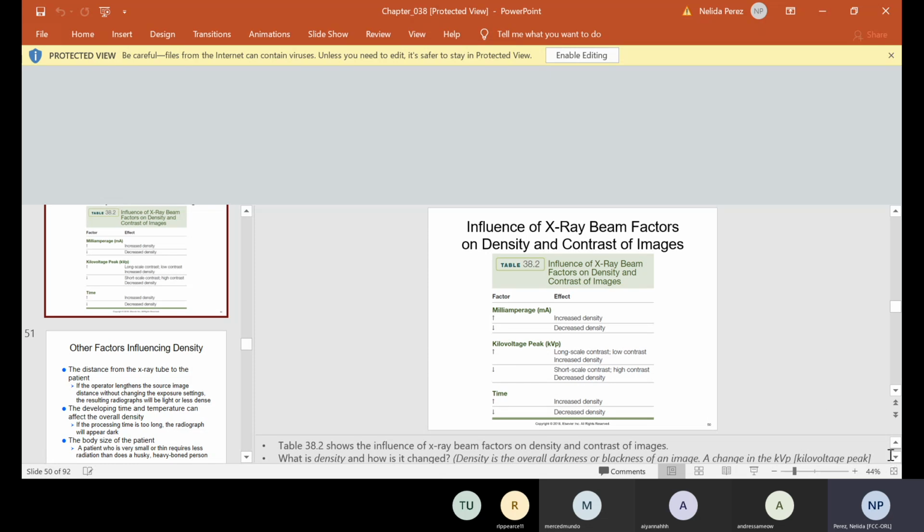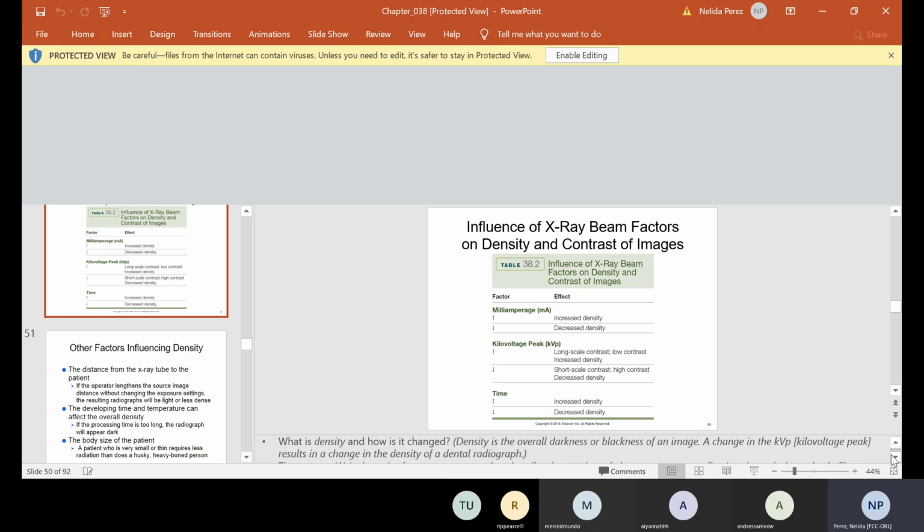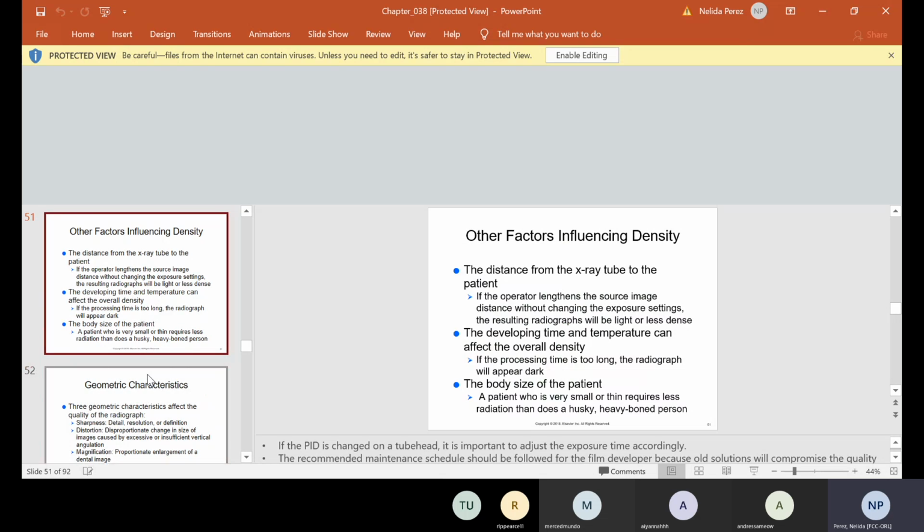If you change the KVP, which again is the kilovoltage peak, it results in a change in the density in an X-ray. Now, what's the other factors? This is important for you guys to remember too, because I saw some of you guys do this yesterday. The distance from the X-ray tube to the patient. Say you have the tube head a good few feet away from the patient's cheek. Will you get a good diagnostic x-ray?